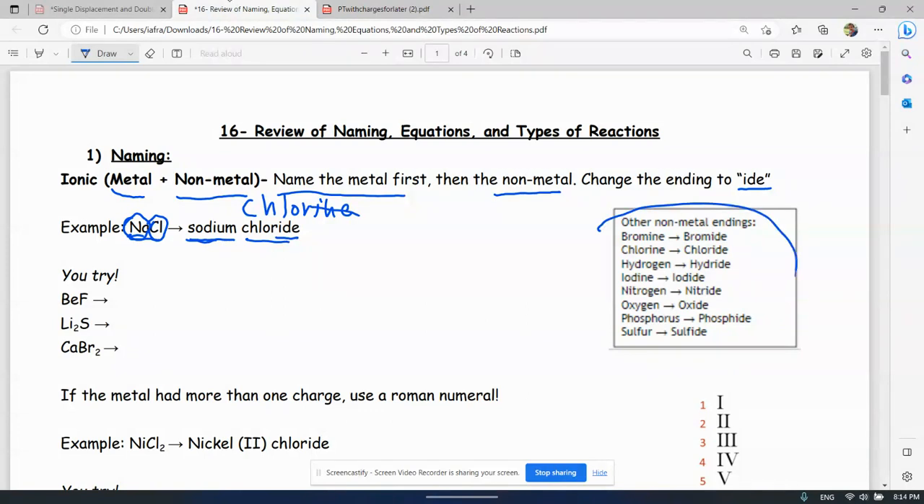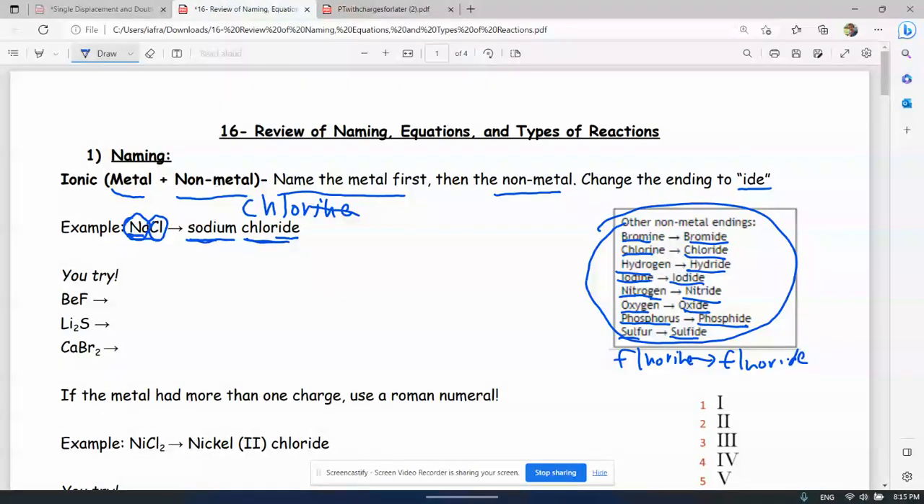Here are some common endings for nonmetals that you'll sometimes see. Most of them are fairly straightforward. Bromine becomes bromide, chlorine, chloride, iodine, iodide. Some of them are a bit less intuitive. So for example, sulfur becomes sulfide, phosphorus becomes phosphide, oxygen becomes oxide, nitrogen becomes nitride, hydrogen becomes hydride, and then it's not listed here, but fluorine becomes fluoride. So the general rule, again, just name the metal, name the nonmetal, change its ending to IDE.